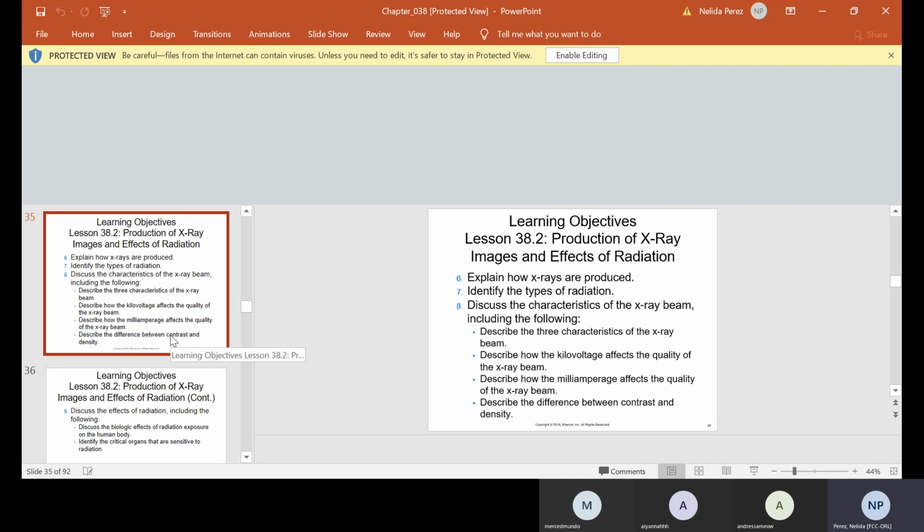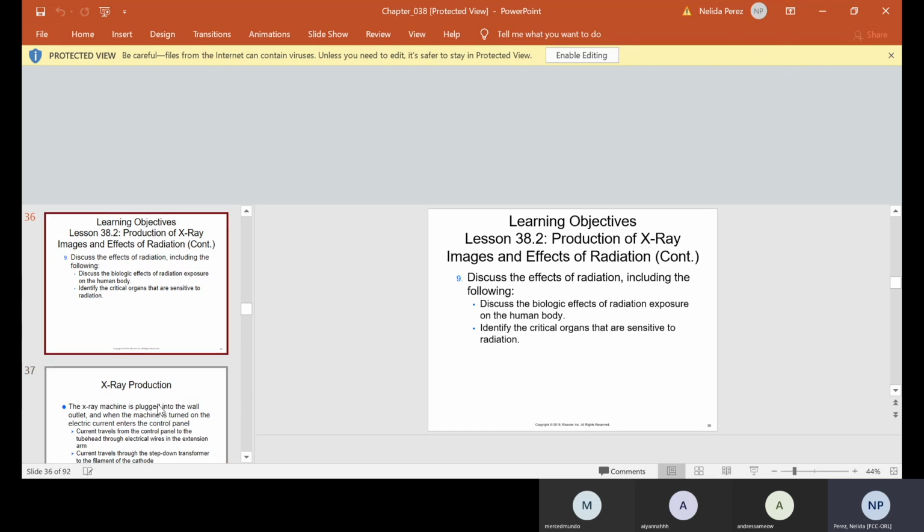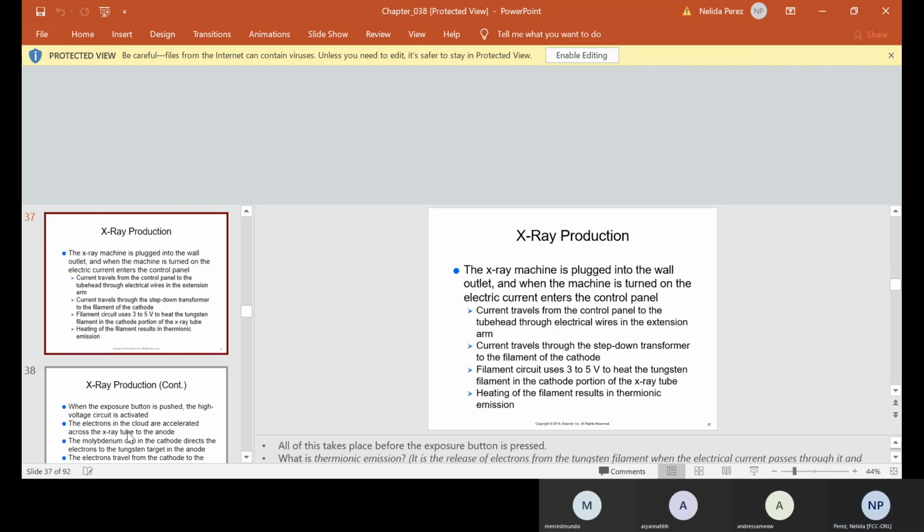So we're going to learn a little bit more about how X-rays are produced and the types of radiation. We're going to describe the three characteristics of the X-ray beam, the quality of X-rays, again the milliamperage, how it affects the quality of the X-ray beam, and the differences between contrast and density. We're also going to discuss the effects of radiation, including the biological effects of radiation exposure on the human body, and we're going to identify the critical organs that are sensitive to radiation.